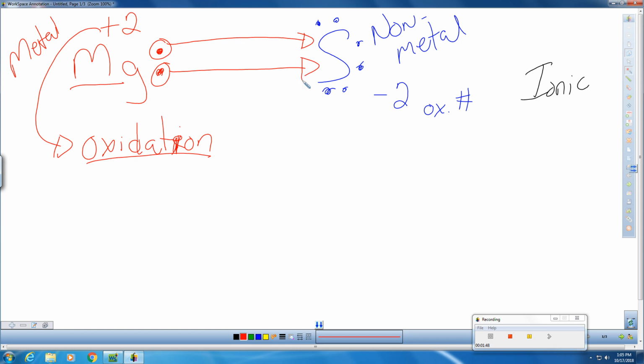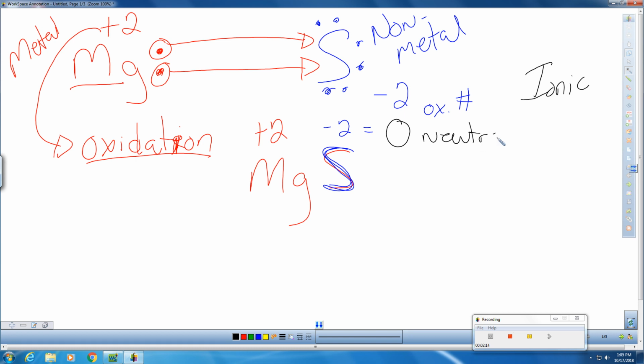Sulfur wants to take on 2 electrons, so it takes 1 magnesium atom to satisfy 1 sulfur atom. And we know that's true because they have a +2 charge over here for magnesium, and a -2 oxidation charge over here for sulfur. 2 plus -2 is 0, which means that this is now neutral and a balanced ionic compound.